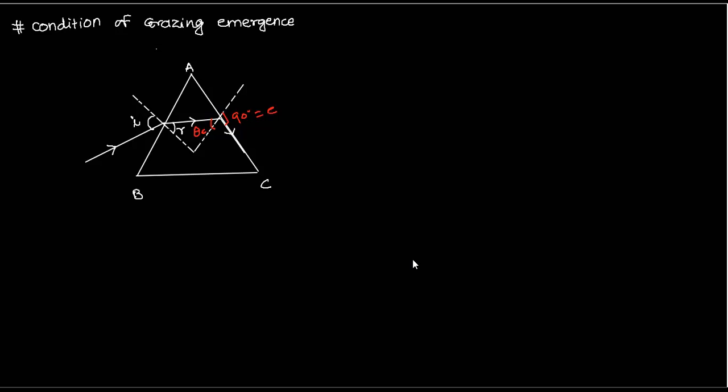So let's see this derivation now. Here angle E is equal to 90 degrees, R2 is equal to C, that is theta C, the critical angle. So if you want, you can denote it with theta c. Theta c is the critical angle. R2 is equal to theta c. You can see this is R1 and this is R2. So R2 is equal to theta c, you can write.